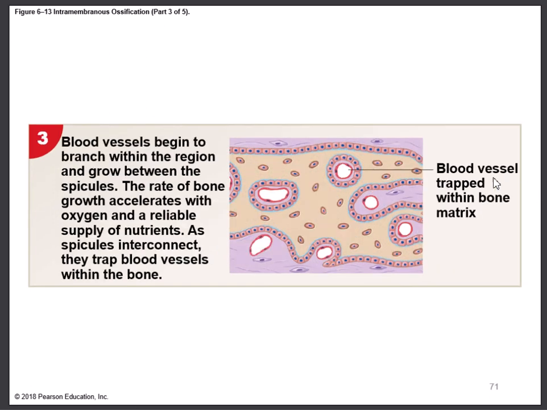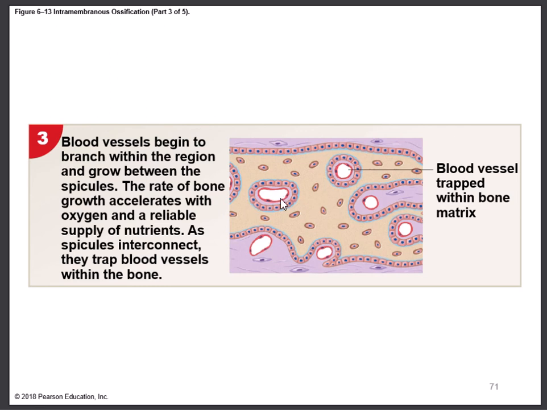Eventually, you'll see that the spicules have gone around and actually enclosed the blood vessel. So here we could see a blood vessel that's trapped in the bone. Right, here's another one. Here's another one. So all of this now is spongy bone, and these little connecting points here are going to be the trabeculae. So the bone growth just continues to occur and trap these blood vessels.